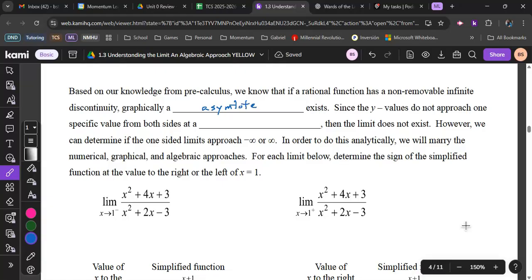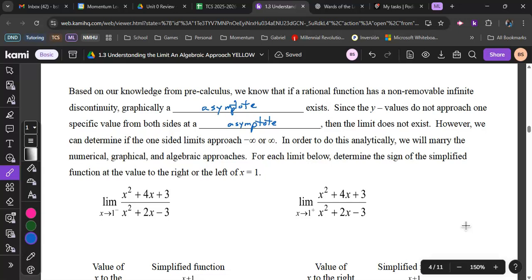Based on pre-calc, rational functions with a non-removable infinite discontinuity graphically have an asymptote, since the y values do not approach one specific value from both sides at an asymptote. Wow, I just left out the p altogether there. And the limit does not exist. If they do approach the same thing, the limit does exist, right? It's just that in our particular case, they're approaching two different things, so the limit wouldn't exist.